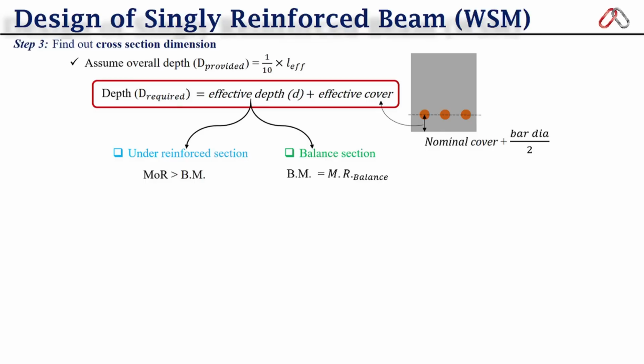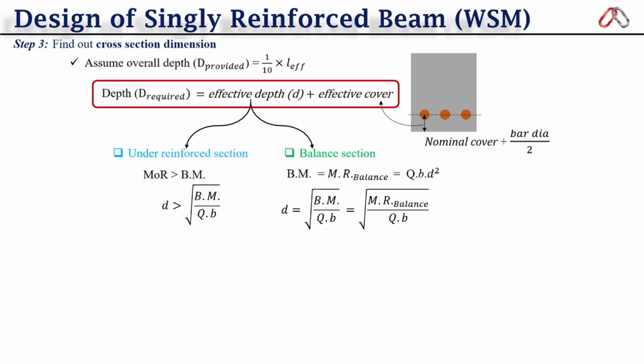That moment of resistance is equal to QBD square. So the formula for effective depth for under reinforced section will be D is greater than under root bending moment upon QB. For balanced section, D is equal to under root bending moment upon QB, or under root moment of resistance for balanced section upon QB. Here you can see from this formula that we have already calculated the value of Q.